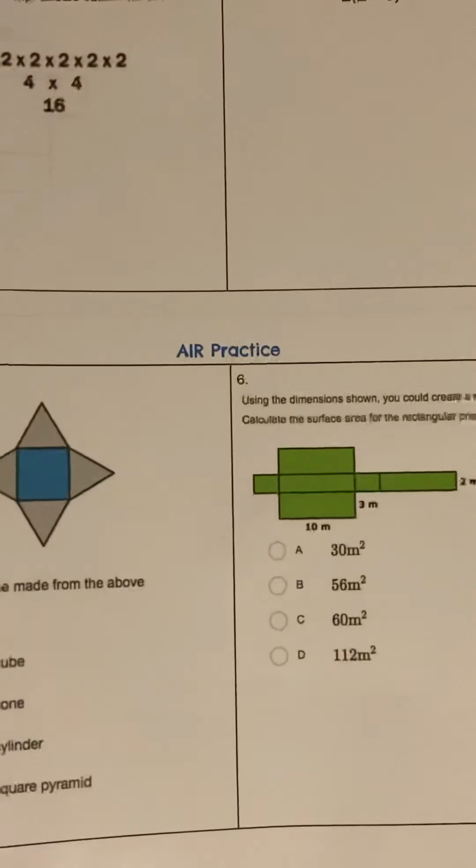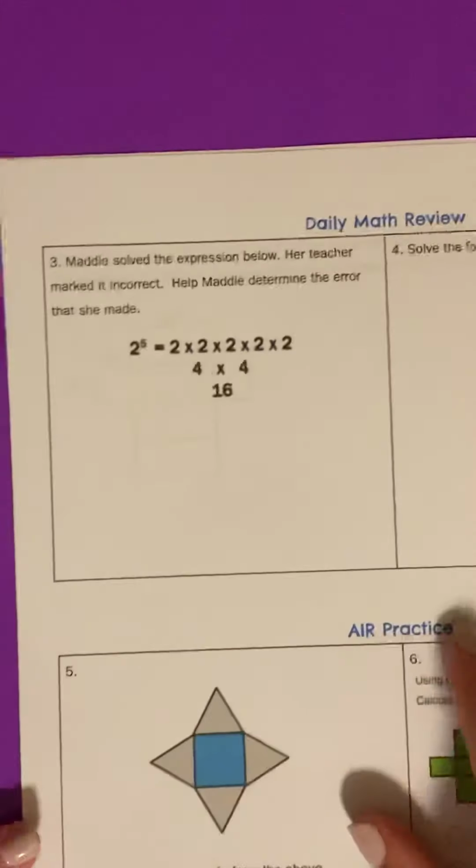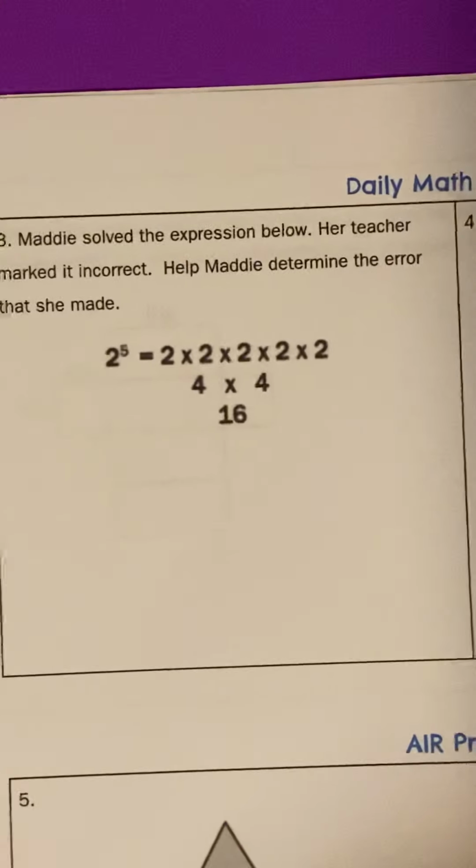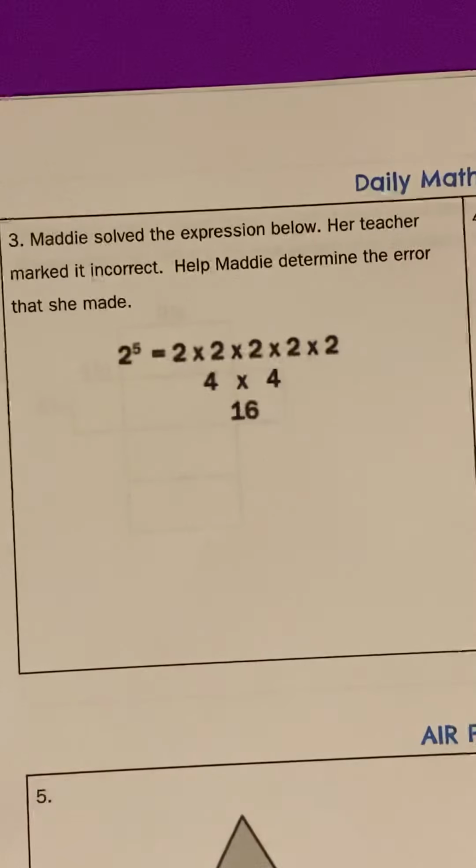I'm gonna move on to our daily math review. DMR, let's look at number 3. Maddie solved the expression below. Her teacher marked it incorrect. That means she marked it wrong. Poor Maddie. Help Maddie determine the error that she made.